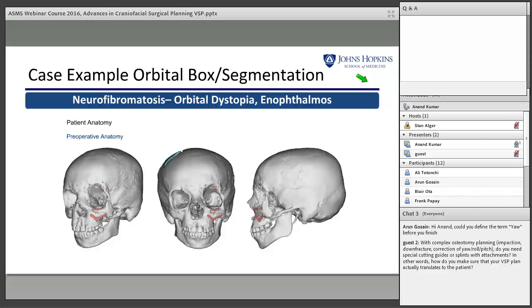So we know this orbital volume is expanded. We know the supraorbital bar is too high. We know the orbital rim is in the wrong position. And we also know that the total orbital volume is expanded.